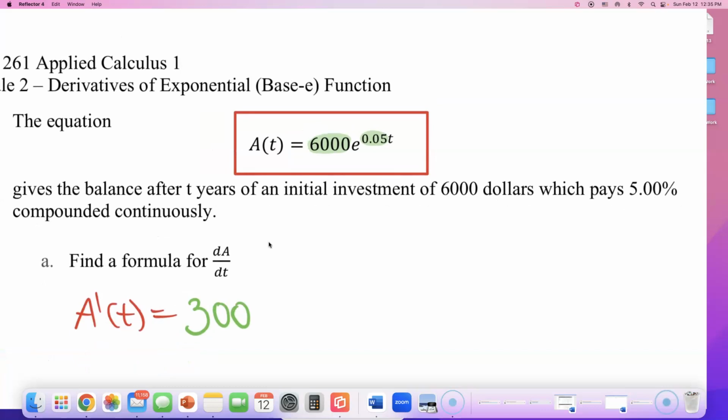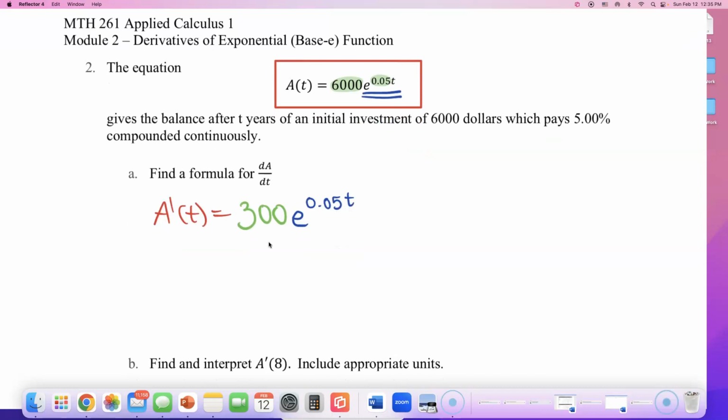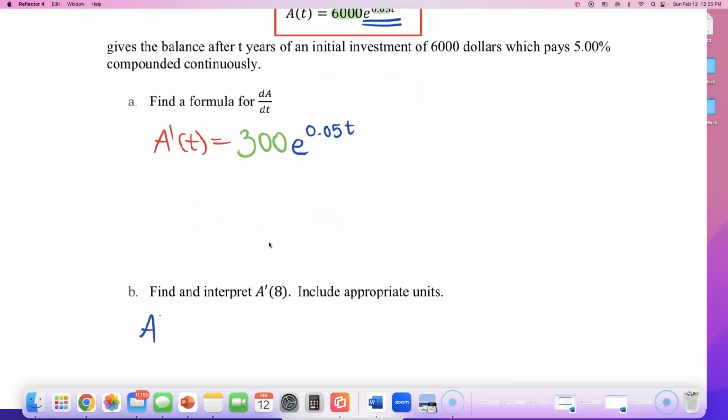But don't you change anything about that exponential term. So keep that exactly the same. Write down e to the 0.05t. All right, that's the formula. We found it. So this is the formula that will give us how fast our money is growing given a year t, okay? So when they ask for A prime of 8, after 8 years, how fast is our money growing? We're going to plug in 8 into that function.